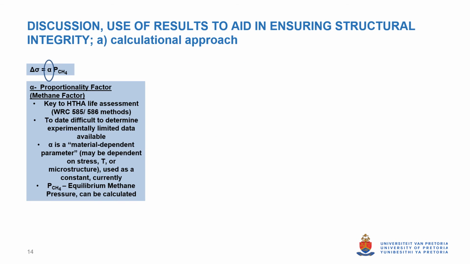If the alpha parameter is known and accurate, the magnitude of the methane stress, the delta sigma, can be calculated. The methane pressure for given conditions and time is known. So if the delta sigma or the effective methane stress is known, accurate life assessments can be carried out.